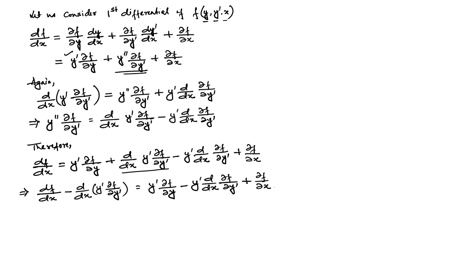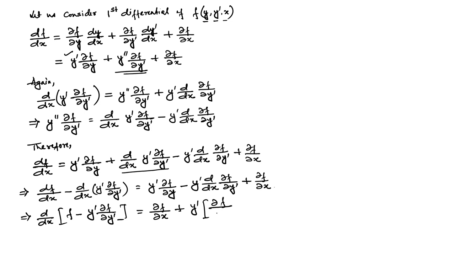Okay, so the left hand side is what you get: d/dx of f minus y prime ∂f/∂y prime is equal to what? Is equal to ∂f/∂x plus, we can take y prime common, so what we have ∂f/∂y minus d/dx of ∂f/∂y prime.